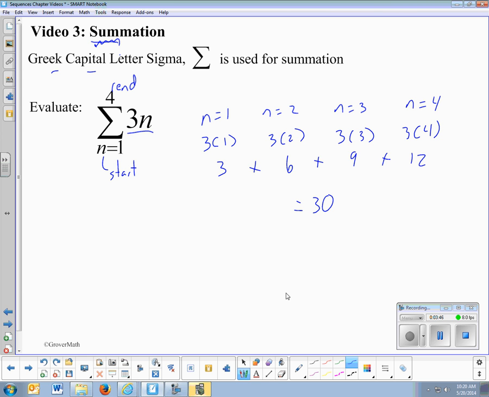That's basically it. That's how you do summation. I'm going to do a couple more examples with you in this video, but that's essentially it. You have an expression to the right, in this case 3n, with a variable, and you plug numbers into that variable one at a time, starting with whatever number is down here and ending with whatever number is up here, going up by 1. You get a bunch of terms, add them together, and that's your final answer. In this case, the answer was 30. Okay, so let's try another example.